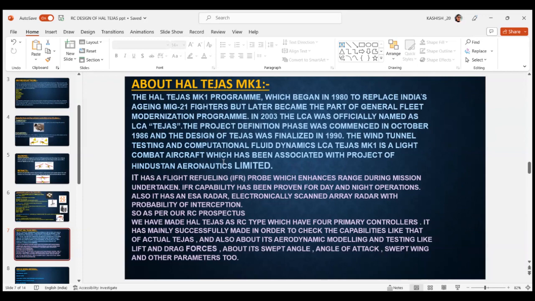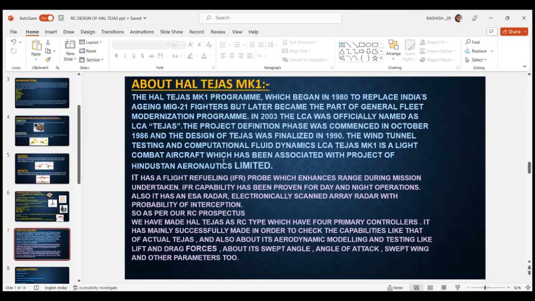With wind tunnel testing and computational fluid dynamics, the LCA Tejas Mk1 is a lightweight combat aircraft associated with the project of HAL. It has an in-flight refueling, IFR, capability which enhances range during missions. IFR capability has been proven for day and night operations. Tejas has an ESA radar, an electronically scanned array radar, which improves the probability of interception.